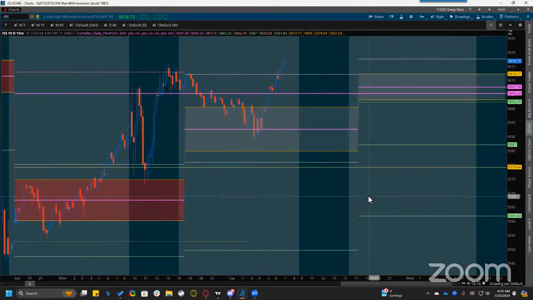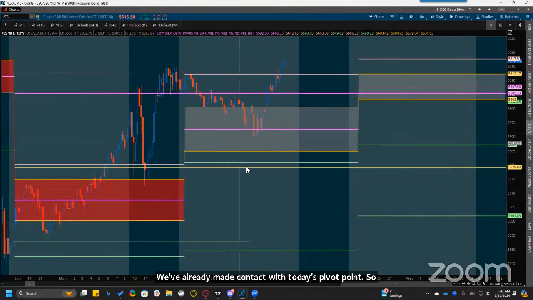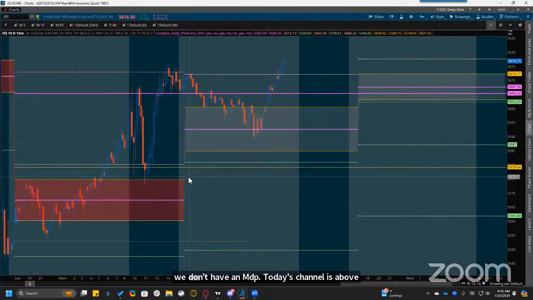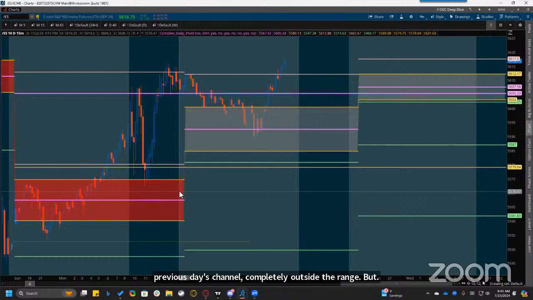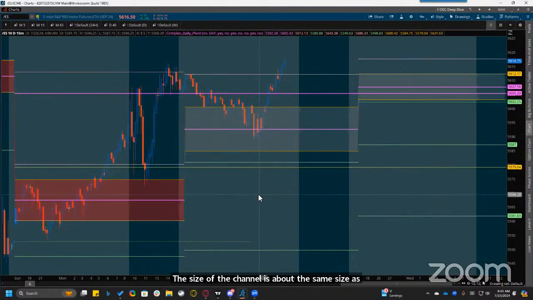We've already made contact with today's pivot point, so we don't have an MDP. Today's channel is above the previous day's channel, completely outside the range, but the size of the channel is about the same size as we had yesterday. So it's not narrowing.